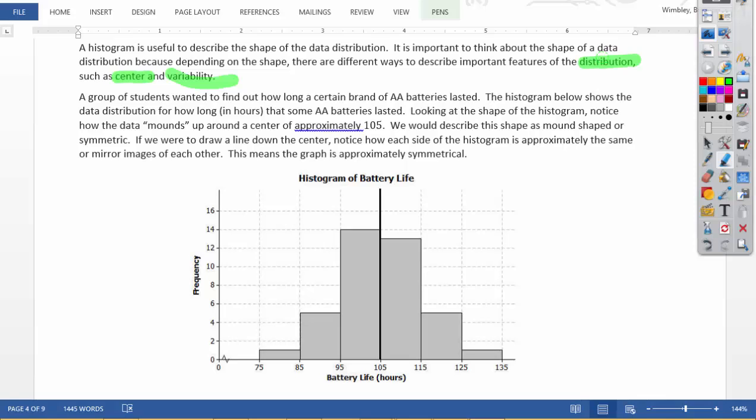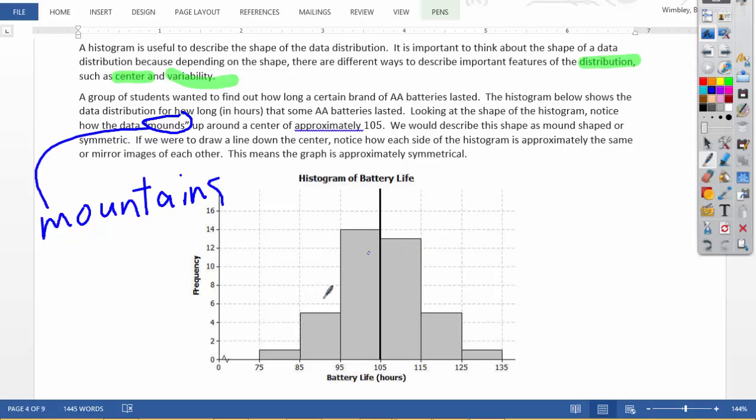A group of students want to find out how long a certain brand of AA batteries lasted. The histogram below shows the data distribution for how long some AA batteries lasted. Looking at the shape of the histogram, notice how the data mounds up around a center of 150. What does this word sound like? Mounds is related to what? Mountain. So it mounds up around that 150 right here. We would describe the shape as mounded or symmetric. So if it's a mountain that's kind of even on both sides, we say it is a symmetric mound.